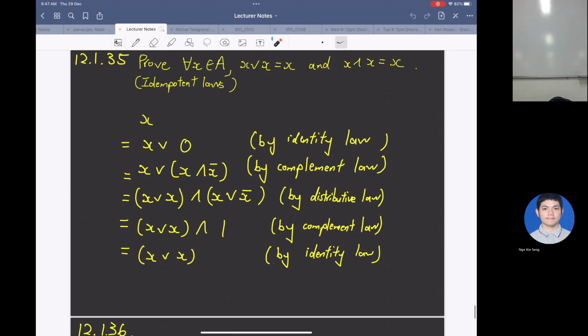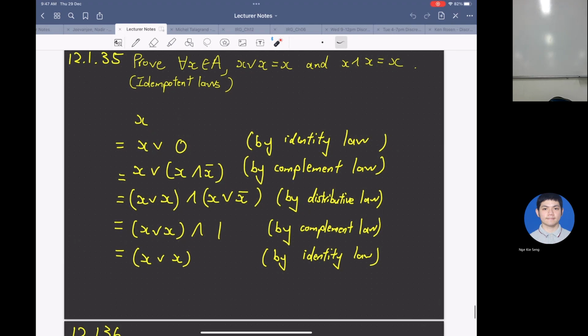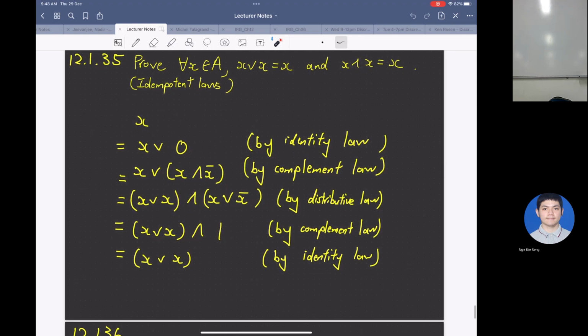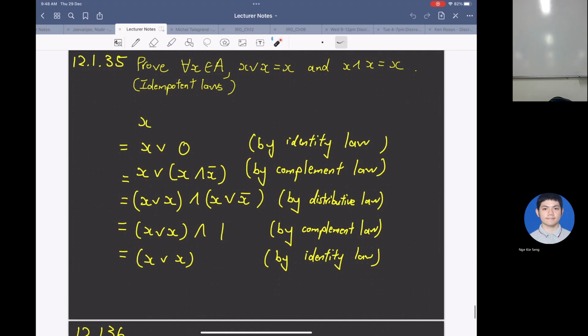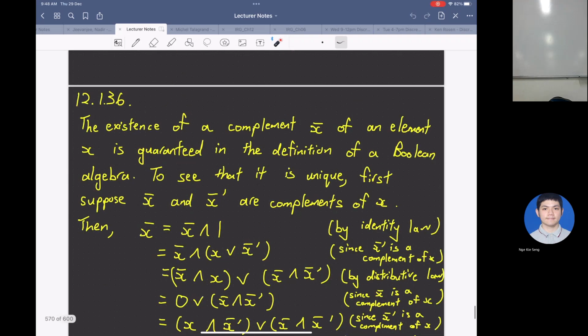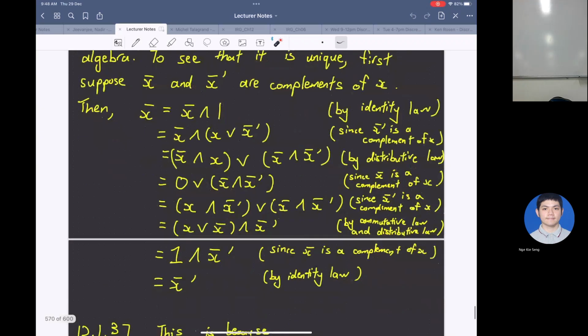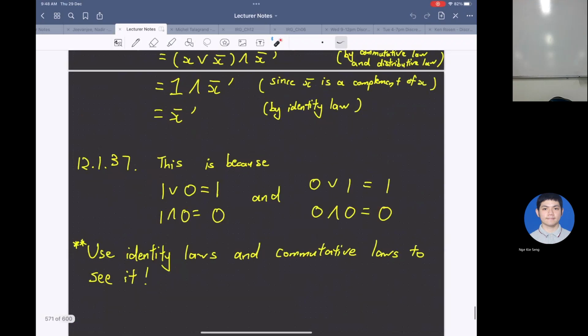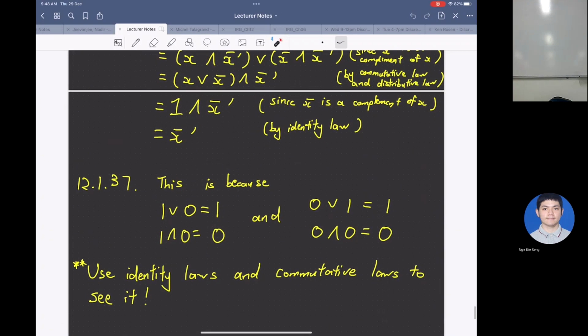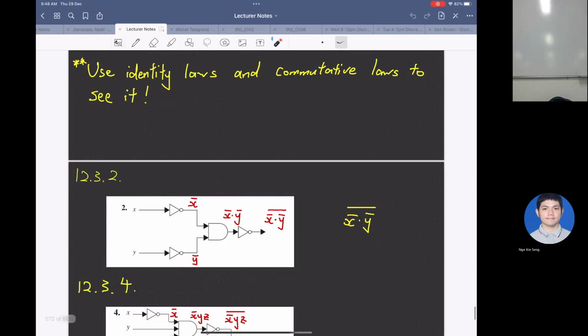I saw some of the students use the truth table. Of course you can use the truth table, but the idea to introduce Boolean algebra is to see through the abstract algebra. 12.1.36 and 37 will be similar. Just play around with the definition of Boolean algebra.